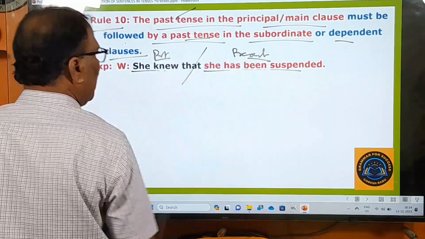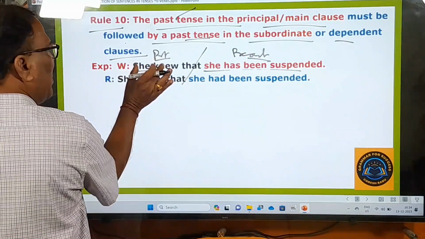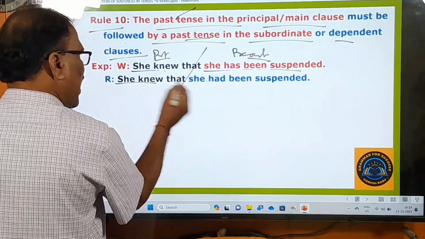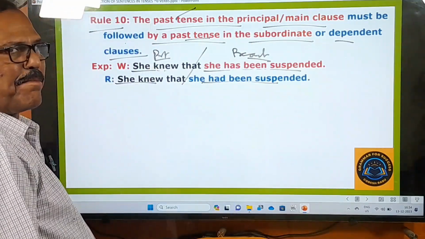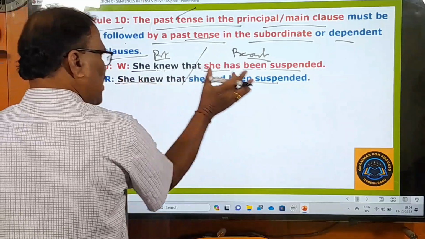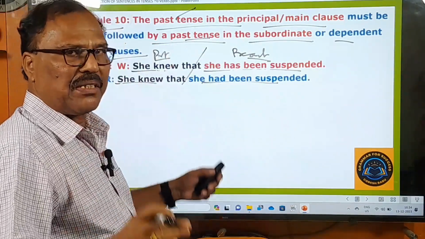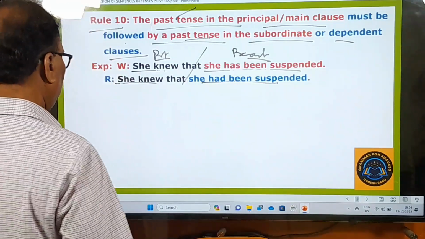So you have to turn it. What should be the right one? When the sentence begins with past tense, the succeeding sentence must also be in the past tense. That is, she knew that she had been suspended. Now this is in the past tense and this is also in the past tense. Therefore that sentence is grammatically 100% correct, absolutely correct, right?